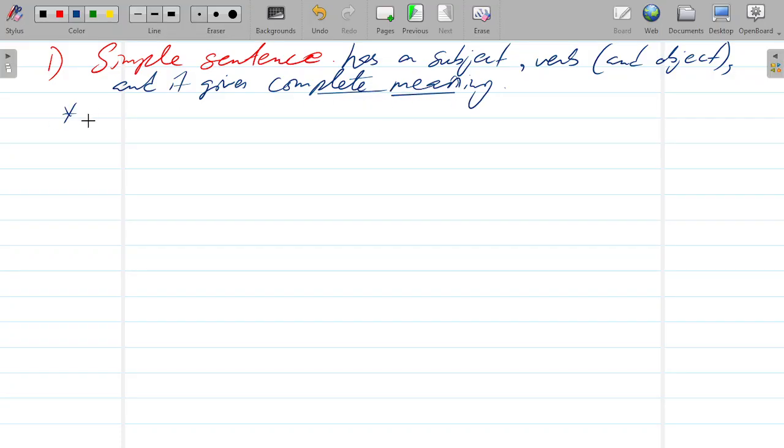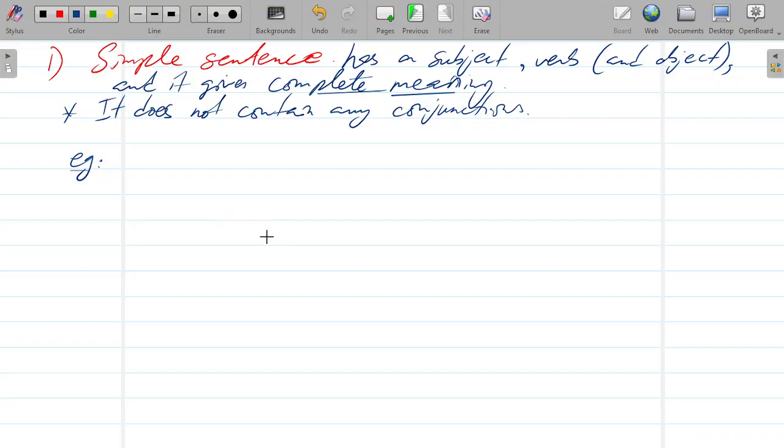And I'm going to add over here, right? It does not contain any conjunctions. So any sort of conjunctions are missing, right? If it has any sorts of conjunctions, it will no longer remain a simple sentence. So a simple sentence does not mean that it's a short sentence. Okay, so keep that in mind.